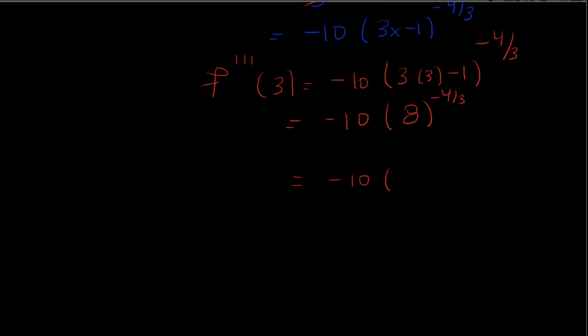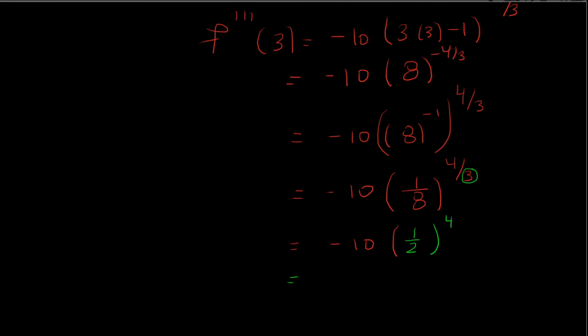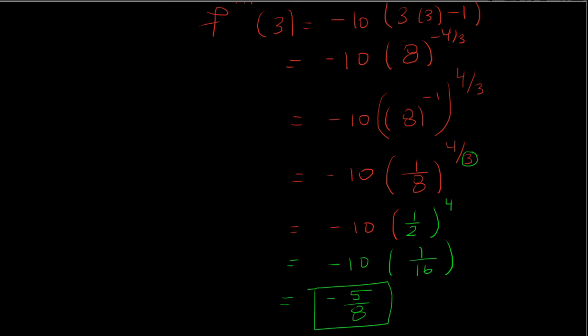So I can think of negative 4/3 as negative 1 times 4/3, because an exponent to an exponent, you just multiply. The 8 to the negative 1 would just be 1/8. Raise that to the 4/3. I'm going to first do the cube root of that. The cube root of 8 is 2, so the cube root of 1/8 is a half. Raise it to the 4th. So that is going to be 1 over 16, times negative 10, which is negative 5/8. Okay, so the third derivative here at x equals 3 is negative 5/8.